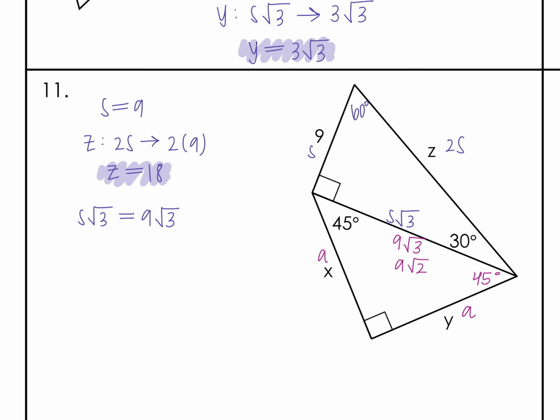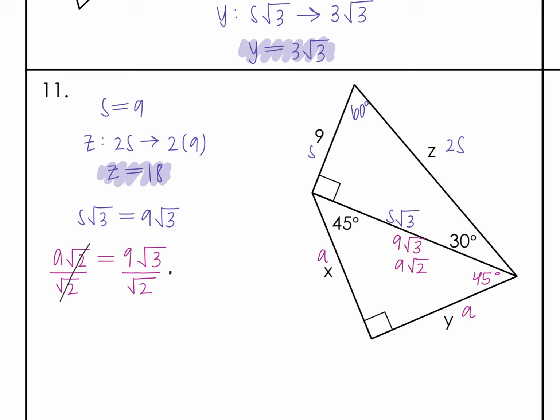So with that being said, I would then set those two equal to each other. We would have my a root 2 is equal to 9 root 3. And I'm going to divide by that root 2 to solve for my a. Okay, so I'm able to cancel it out here.